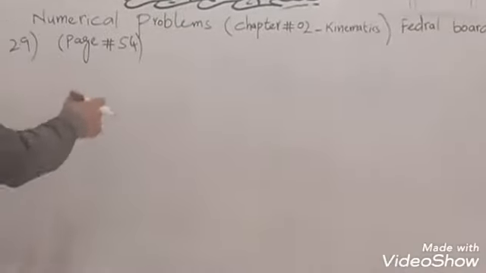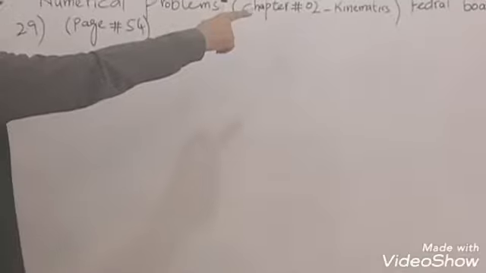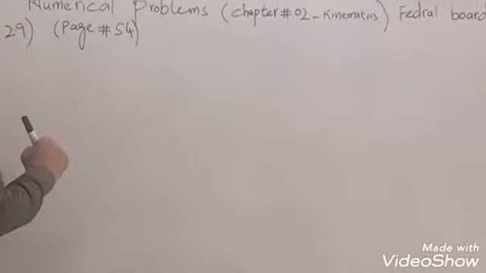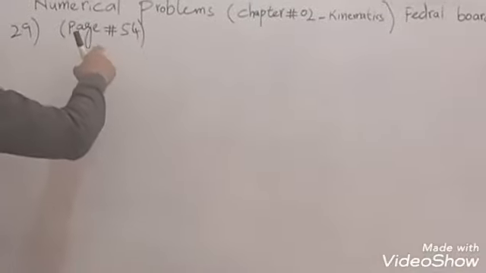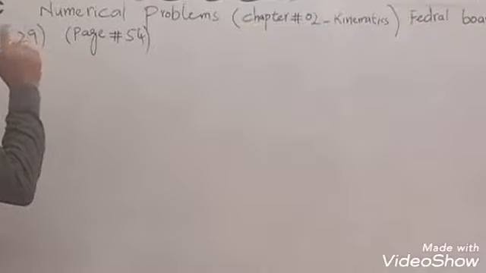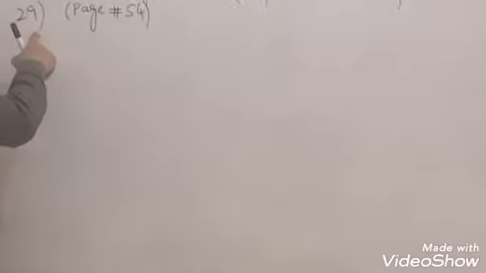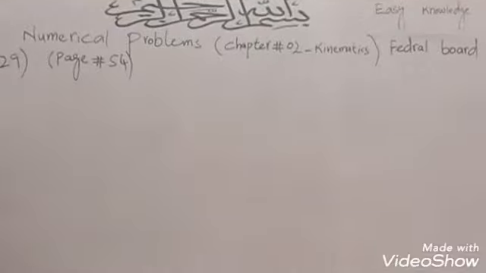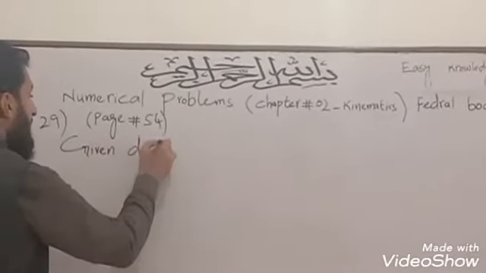Okay, so now let us solve this numerical problem. The curriculum which we are following, that is Federal Board, Punjab Text Board, it's chapter number 2, Kinematics, problem 2.9, and in today's class we will solve two numerical problems, 2.9 as well as 2.10, because 2.10 is related to 2.9. First, we will write data. So, what is the given data in this question?